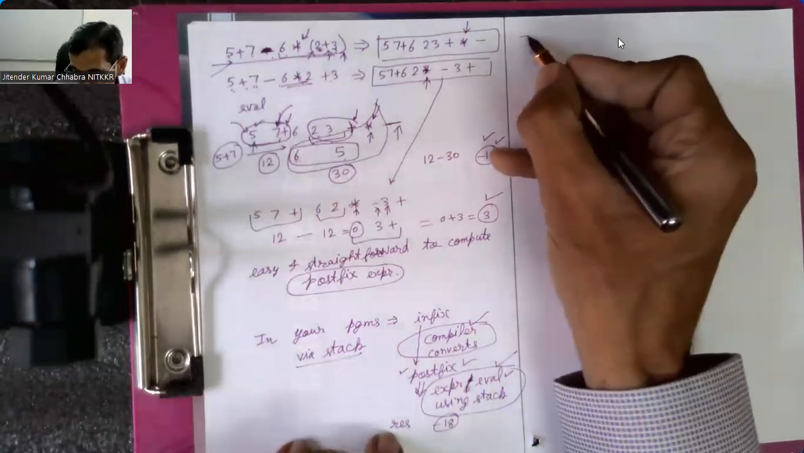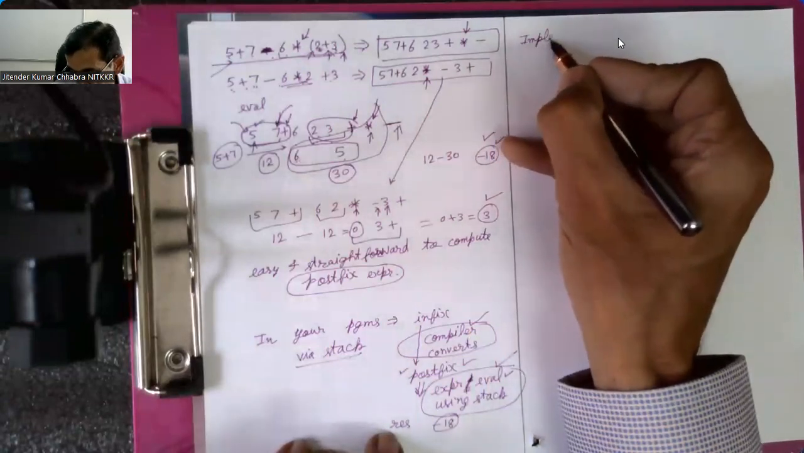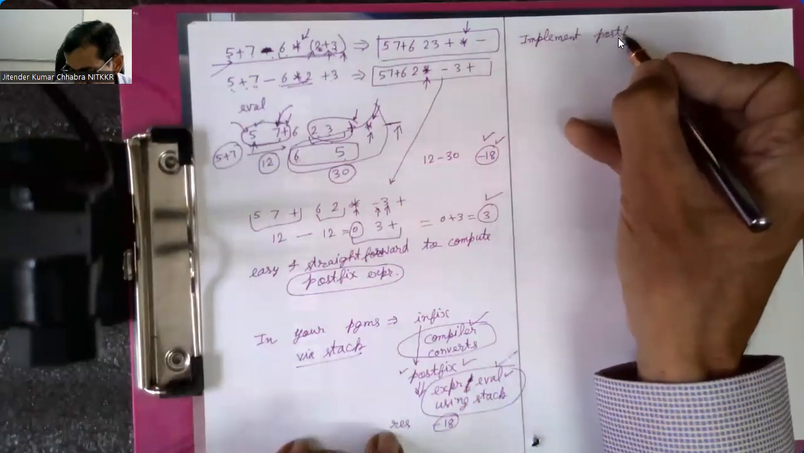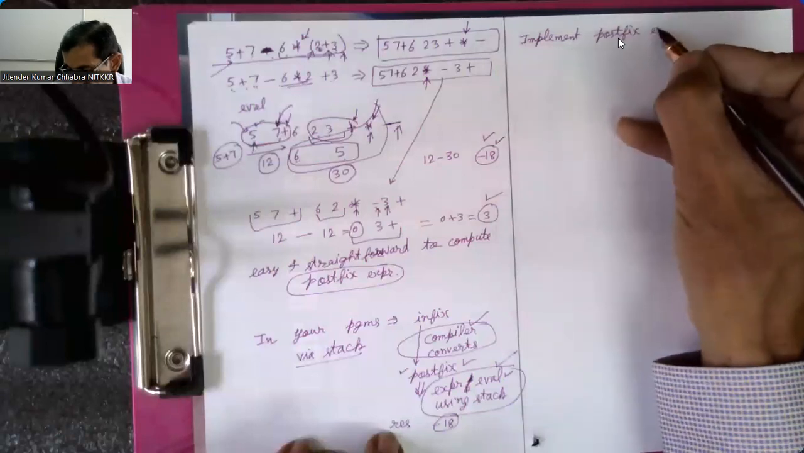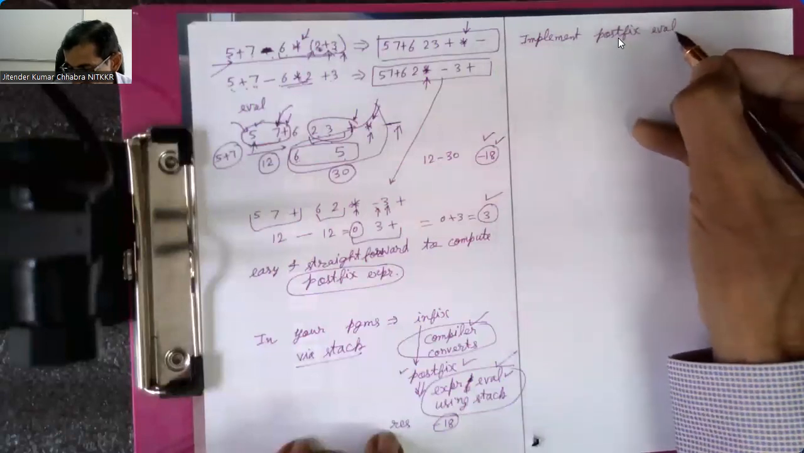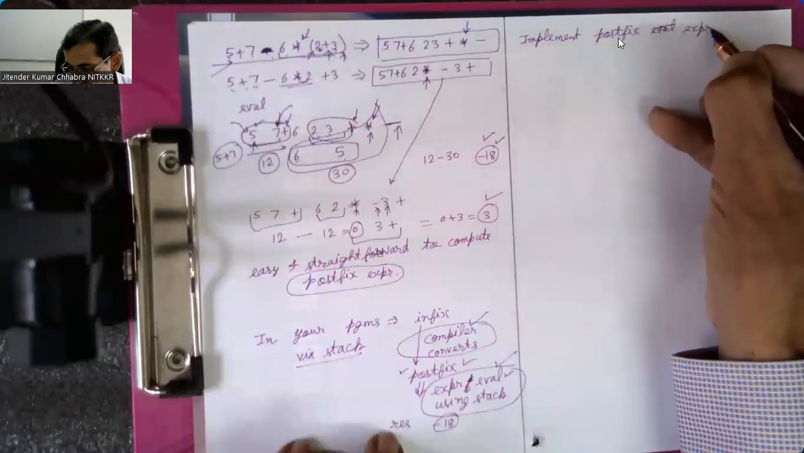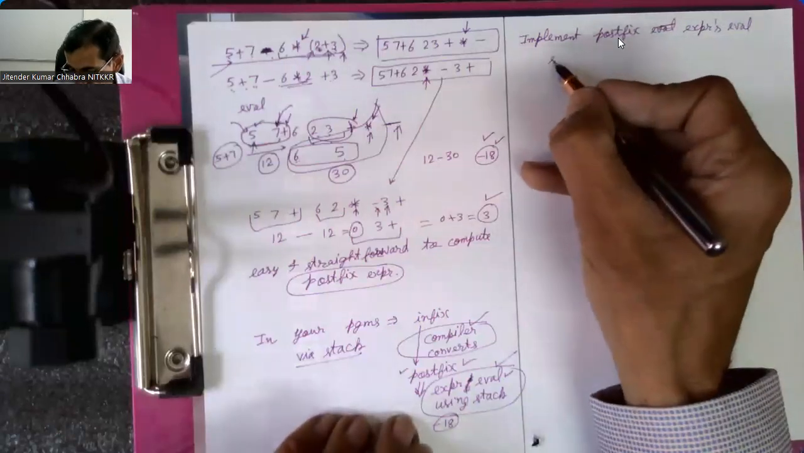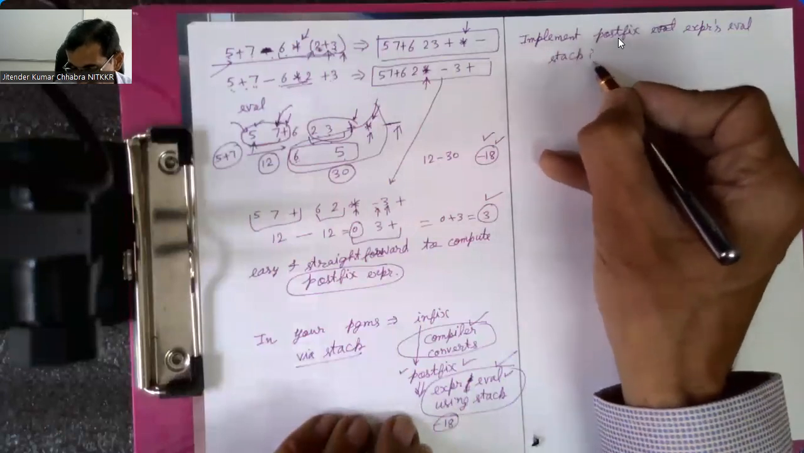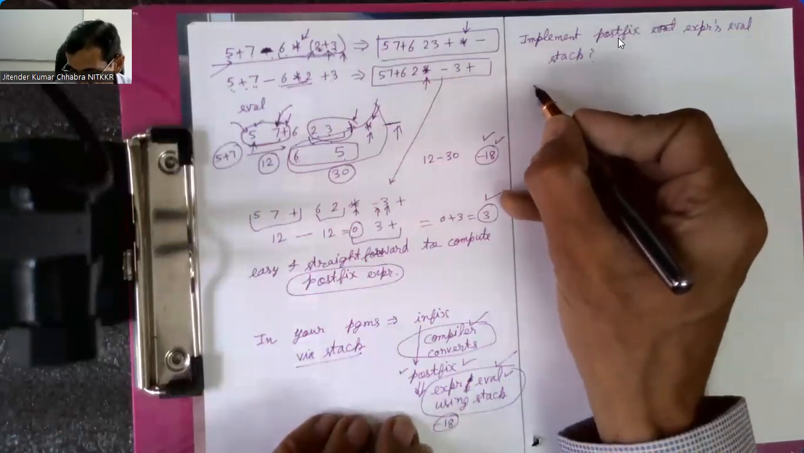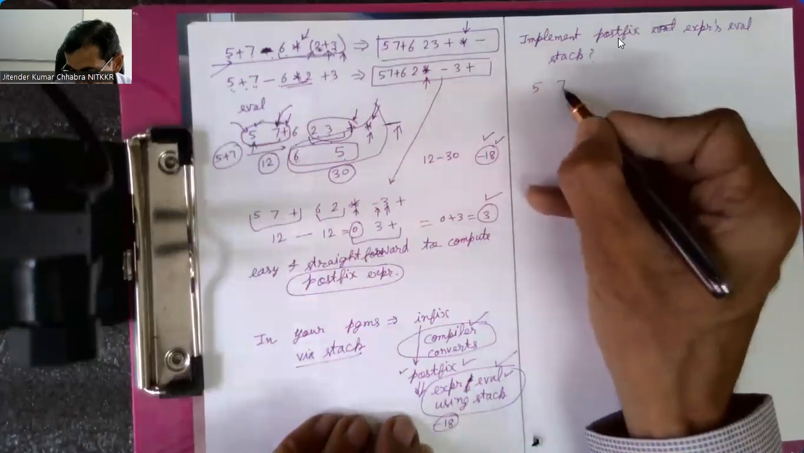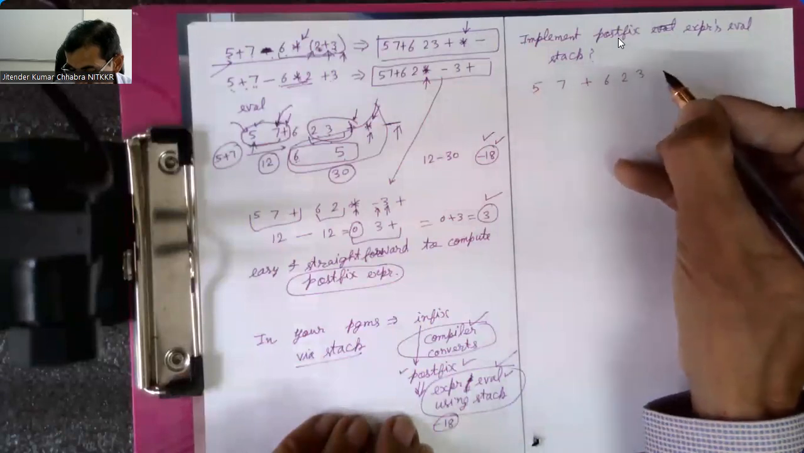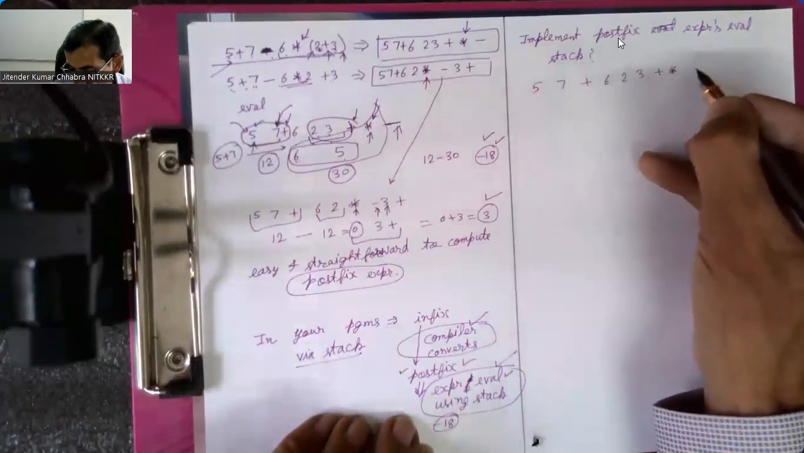So I want to implement postfix expression evaluation, and we will understand what is the role of the stack. Postfix expression evaluation: what is the role of the stack? How will the stack come into the picture? So let's understand. Say my expression is 5, 7, plus, 6, 2, 3, plus, star, minus.